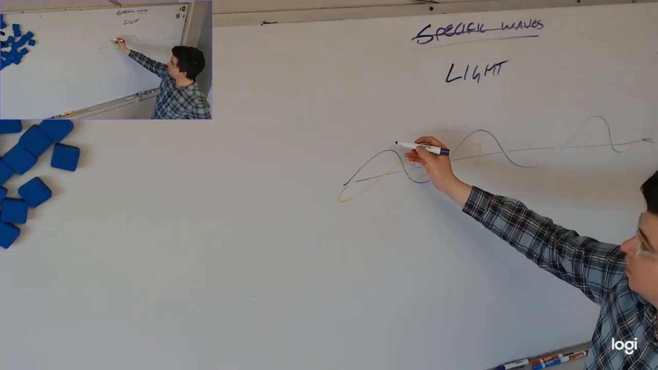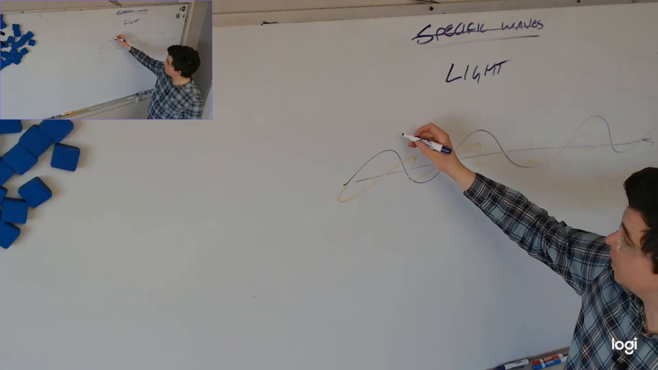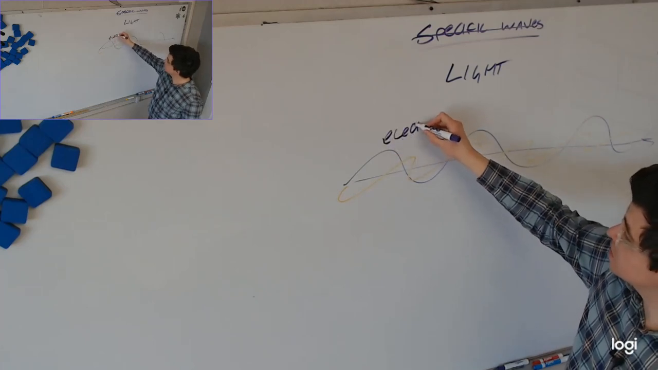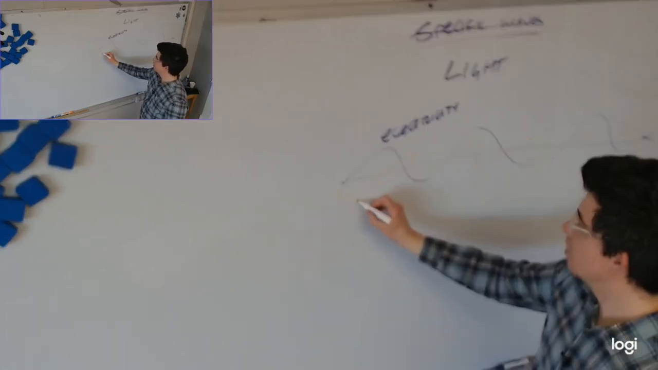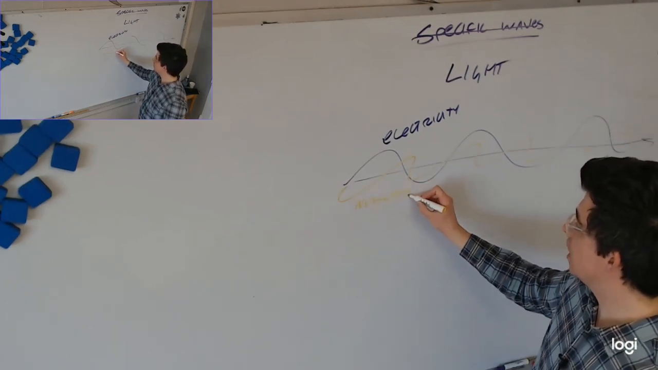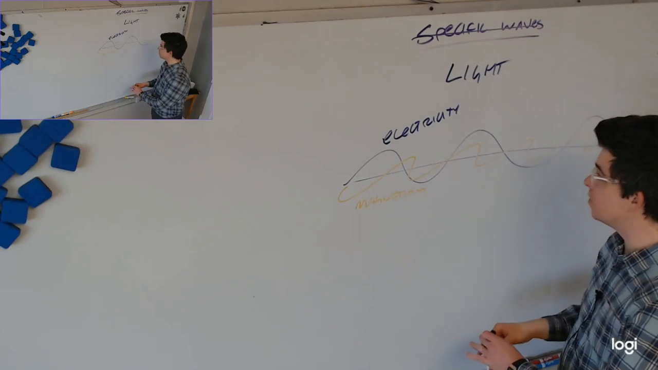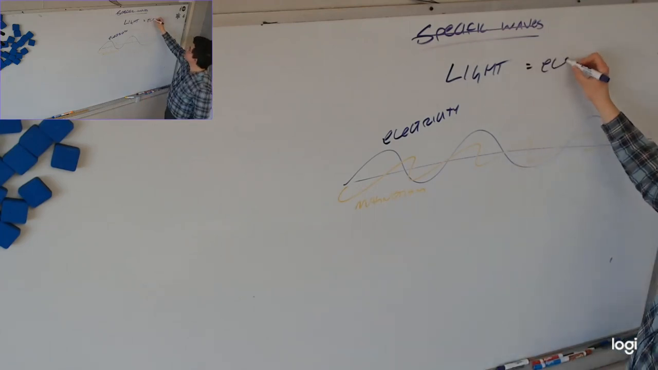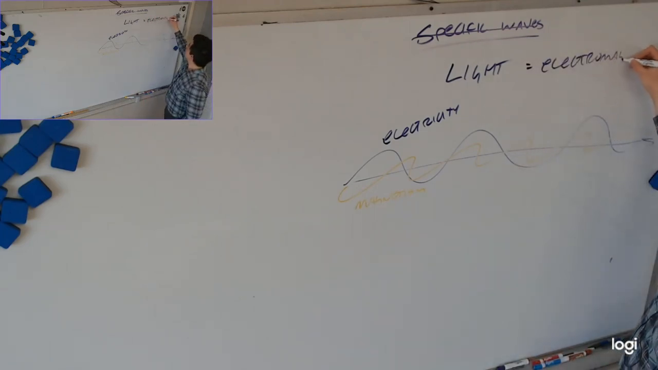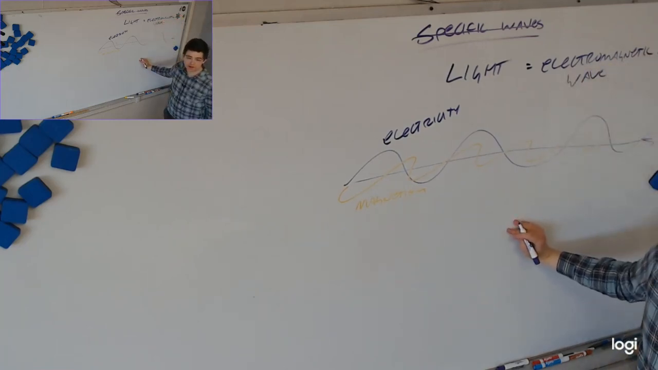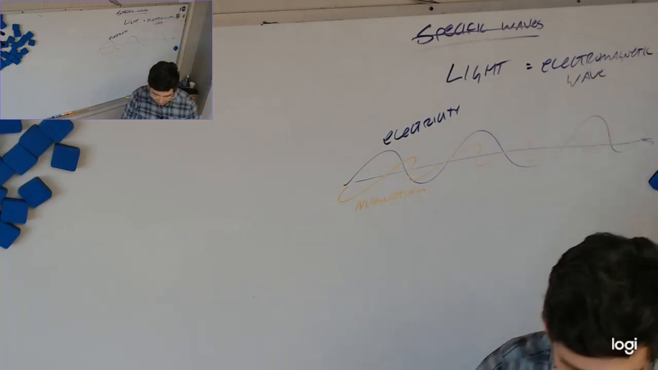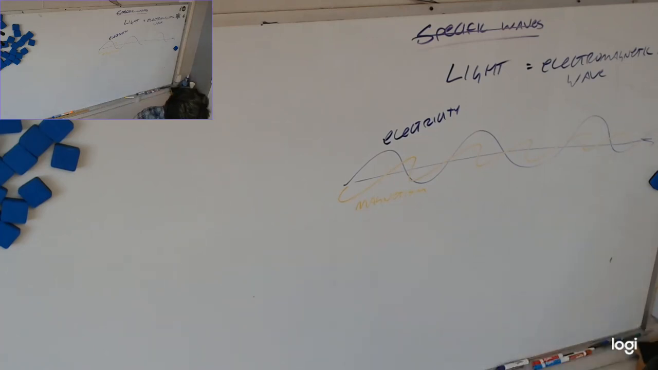It doesn't really matter which is which, but we can label this purple one as electricity. What do we label the other one? Magnetism. It's electromagnetic. Light is an electromagnetic wave. All light is an electromagnetic wave. There are lots of different kinds of light. What are some kinds of light?